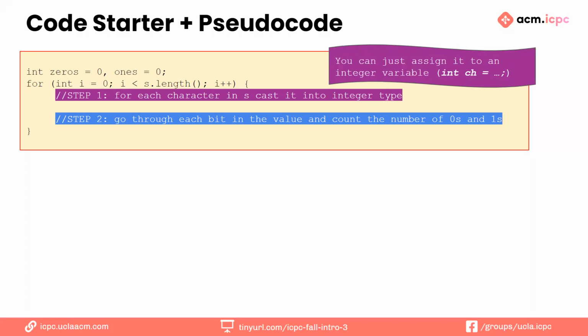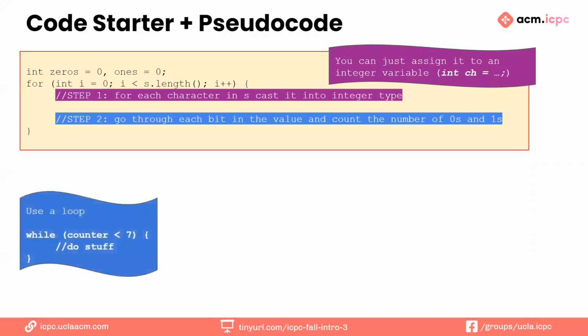So the next step would be to go through each bit of that value, essentially the binary representation. Get the binary representation of that decimal value, and you can simultaneously count the number of zeros and ones that you get. You don't necessarily need the resulting string of zeros and ones, because while you get them, you can actually count their number. You only need the number of zeros and ones.